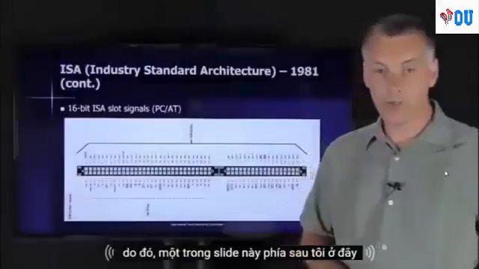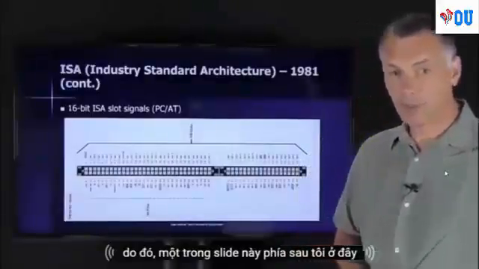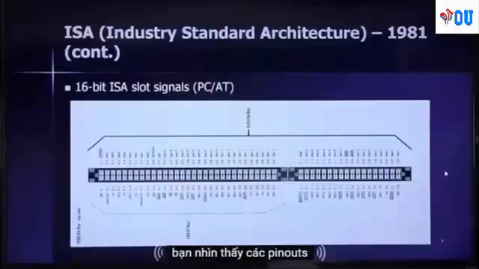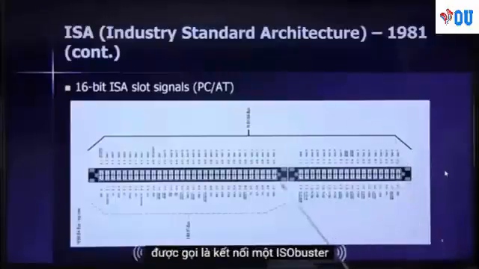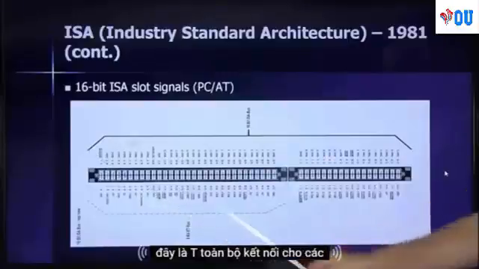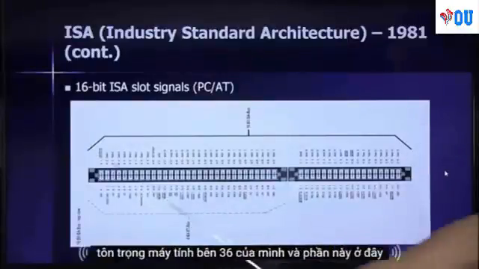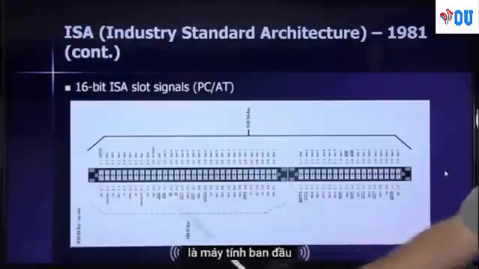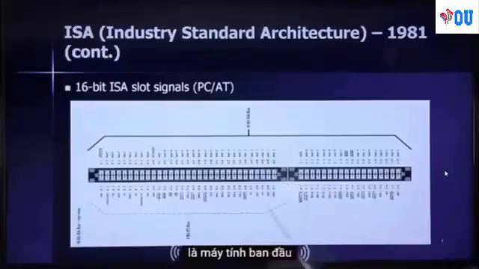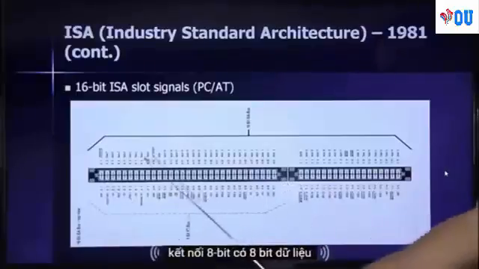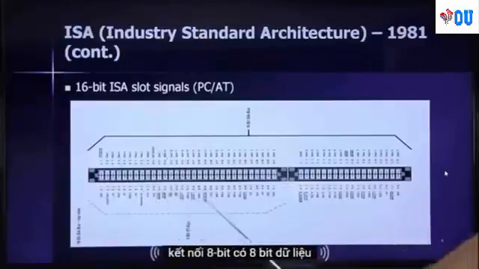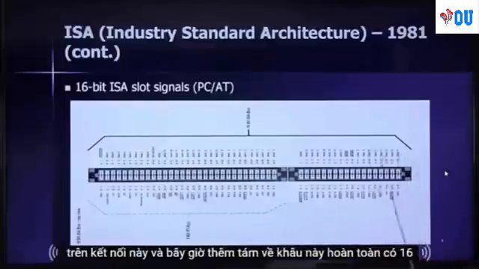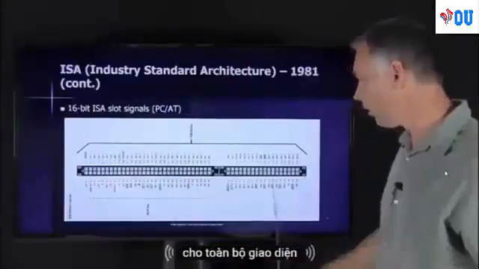So in this slide behind me, you see the pinout of the ISA bus connector. This is the whole connector that is spec'd as part of the 286 computer, and this part here is the original PC connector, the 8-bit. You have 8 data bits on this connector, and you have another 8 on this. So in total, you have 16 for the whole interface.